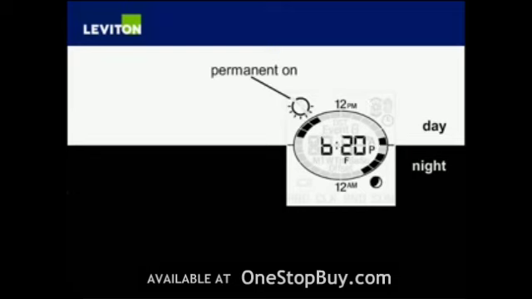This icon means that the timer has been set to permanent override on. That is, the lights were manually turned on via the timer and will stay on until the override is removed.